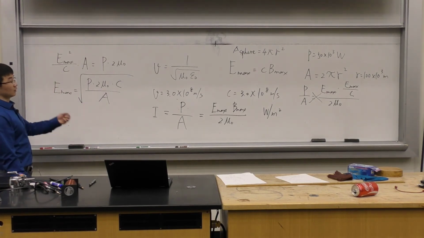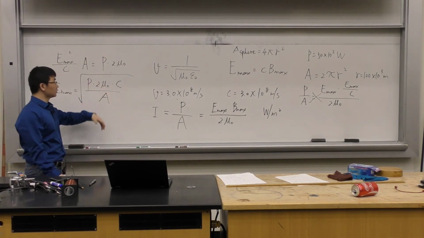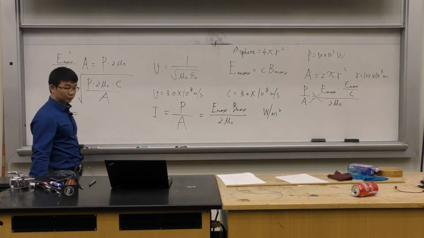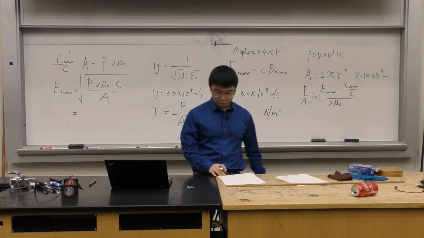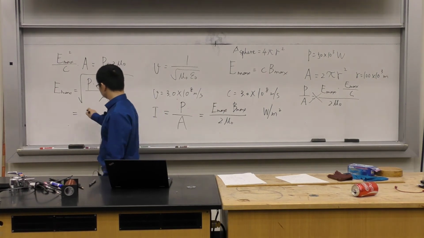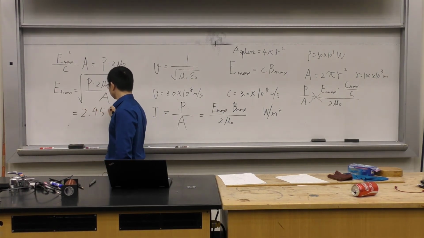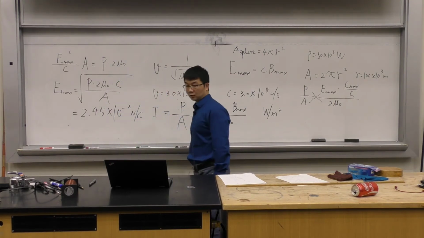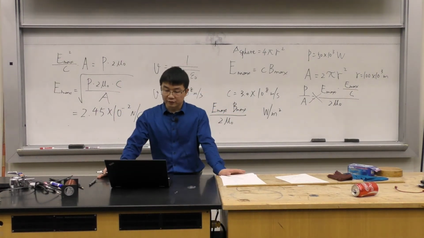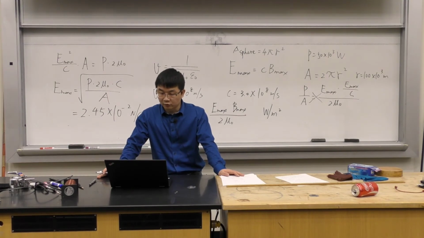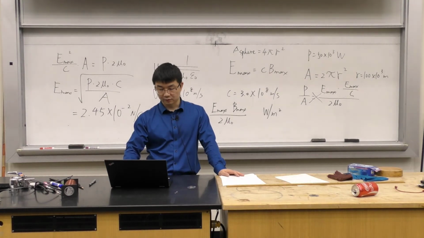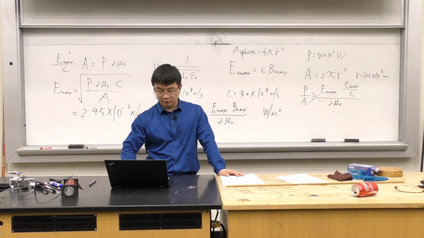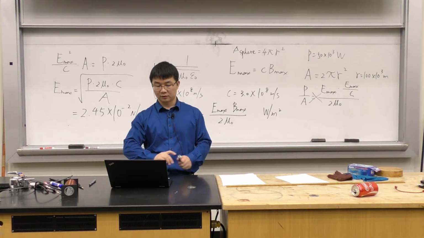Okay, now I'm ready to plug numbers in. I know all these numbers here. If you plug all the numbers in carefully, you should get the answer in newtons per coulomb. All right, so that's the electric field detected by the satellite if it's 100 kilometers from the antenna. Now another thing we want to learn about the EM waves is the wavelength and frequency.